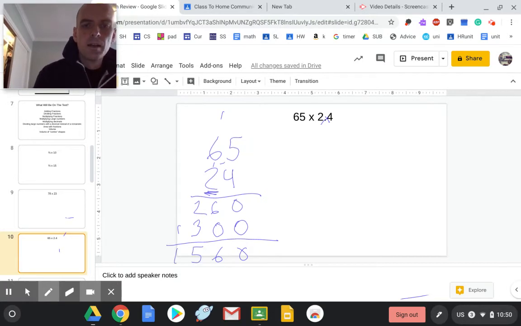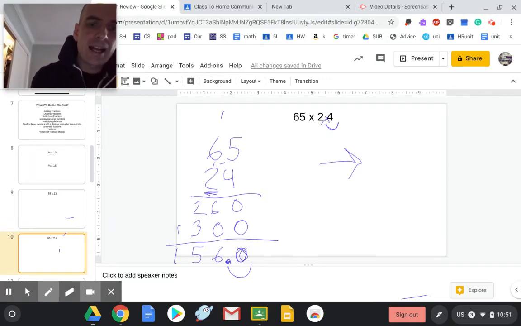Okay, so 65 times 24 would be 1,560. Now that would be if it was 65 times 24 ones. But it wasn't 24 ones, it was 24 tenths. Okay, I took out one place and I put back in one place. And I start all the way over on the right. You start all the way on the right and you put it back in.